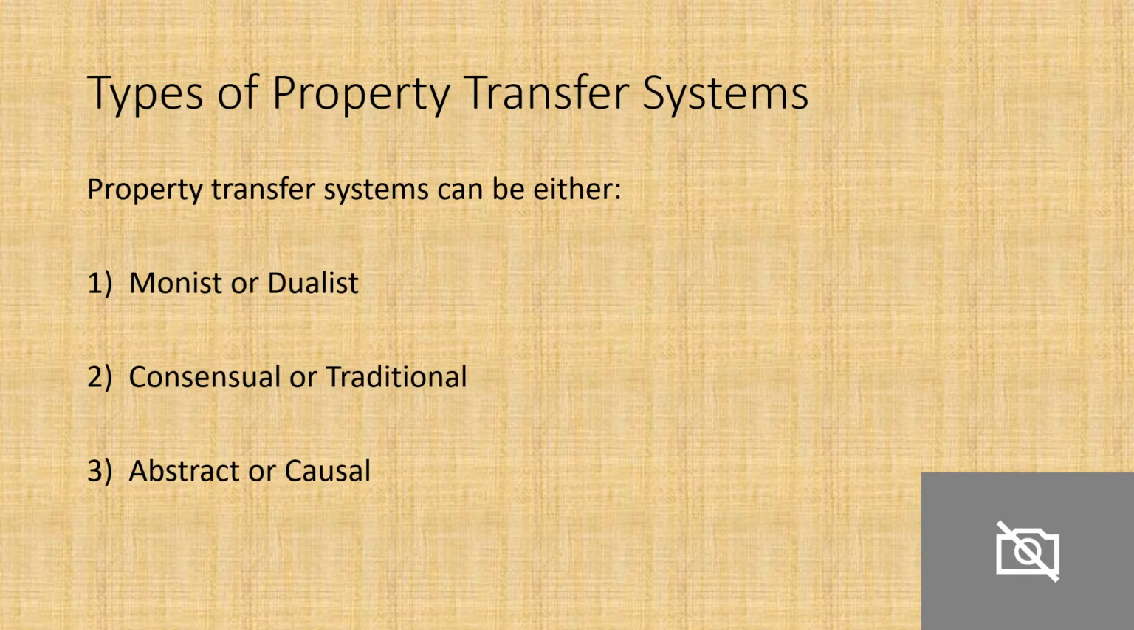So now we've discussed transfer as a means of acquiring ownership, but the kind of formalities a transfer has to meet to be recognized as valid and legitimate in a legal system is an entirely different matter, and that concerns whether the transfer system in question is monist or dualist, consensual or traditional, or abstract or causal. So we'll be discussing the definitions of each of these concepts in the next couple of slides.